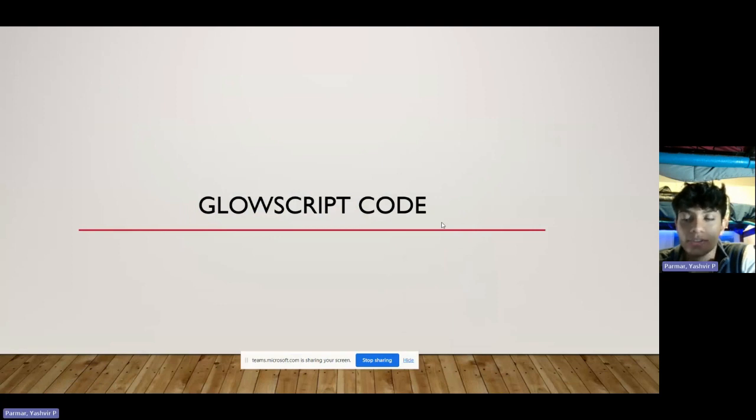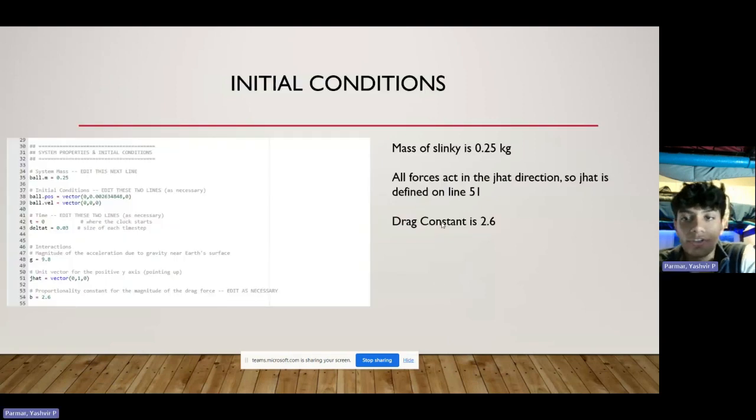So next we're asked to code up some stuff on GlowScript. So the initial conditions: the mass of the slinky is 0.25 kg on line 35. All forces act in the j hat direction, so j hat is defined on line 51, and the drag constant in this case, on line 54, is 2.6.